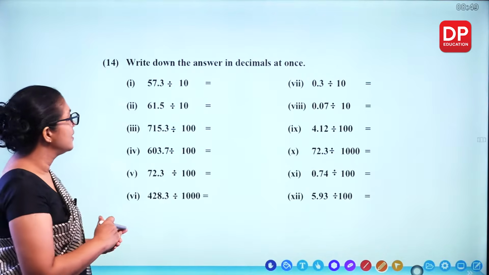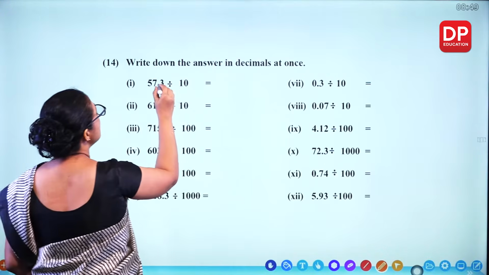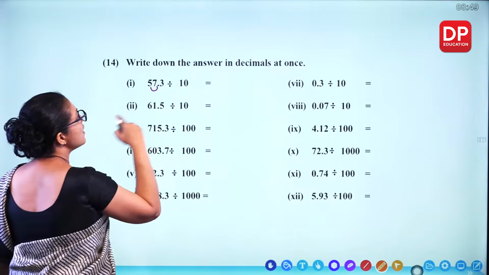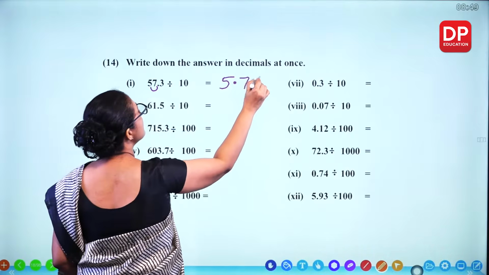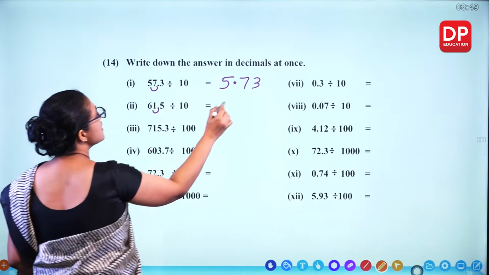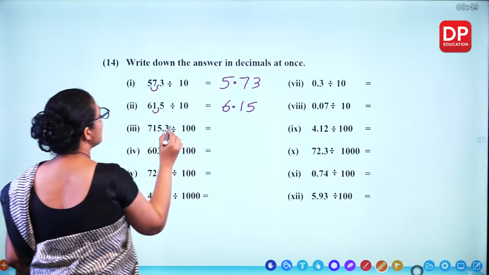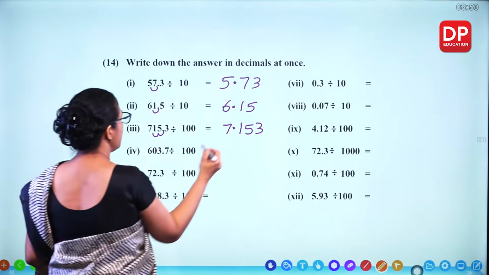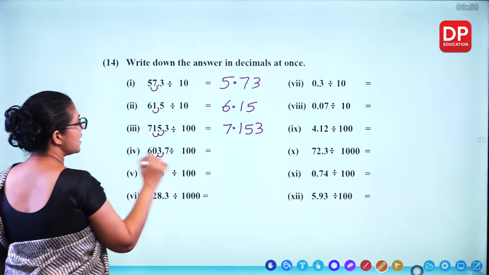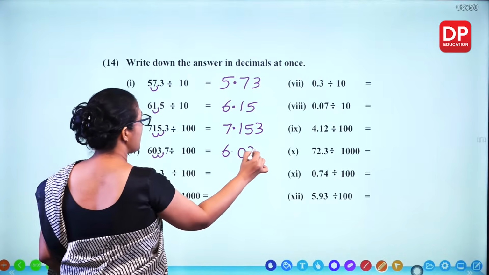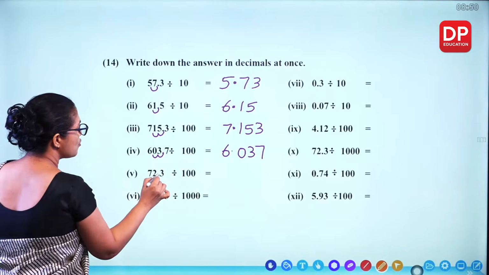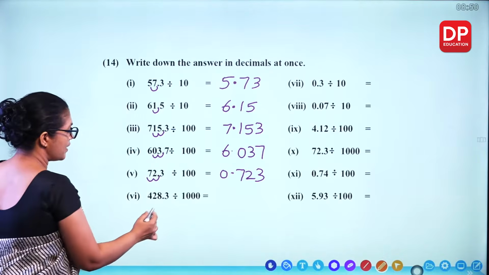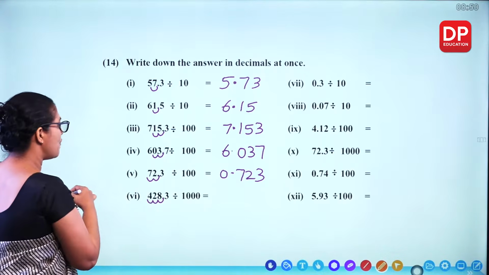Now divide. Division, the decimal point moves to the left. Here 10 means moves 1 place to the left. 5.73, 1 place to the left. 6.15, 2 places to the left. 7.153, 2 places to the left here. 6.037, 2 places to the left. 0.723, 3 places to the left.